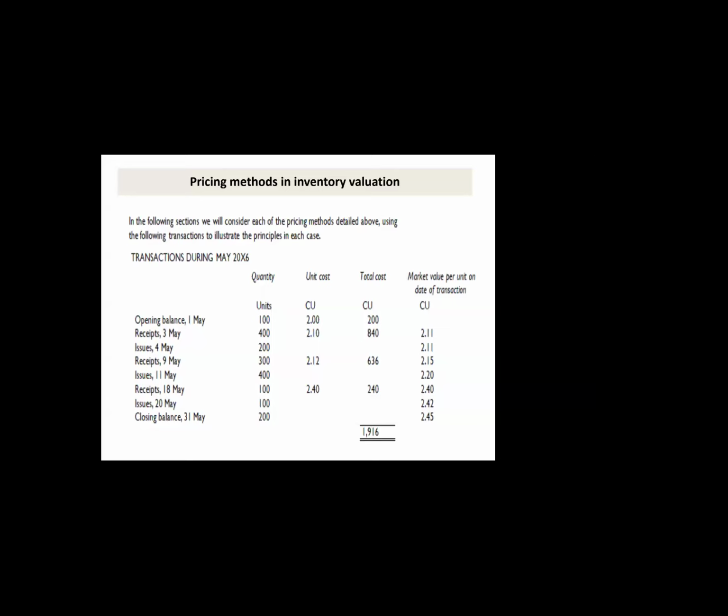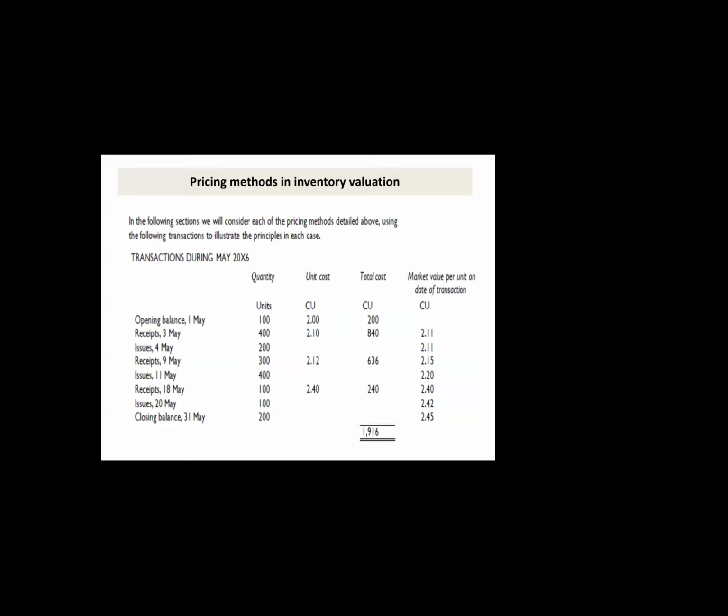Transactions during May 2026. The first column is for particulars and dates, then quantity, unit cost, total cost, and the last one is the market value per unit on the date of transaction. So ignore market price. Opening balance on 1 May, 100 units. Unit cost is taka 2 per unit, so for 100 units the total cost is 200.